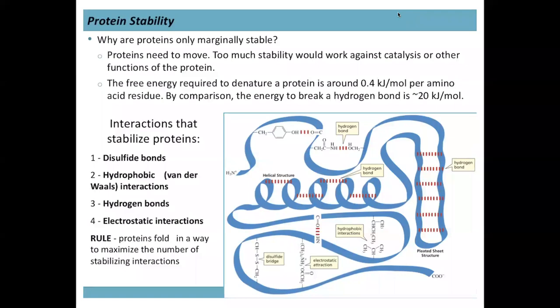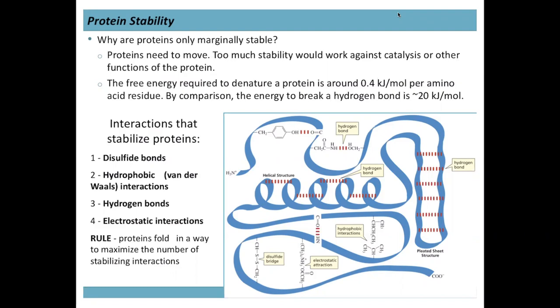So here's just a little diagram showing all the types of interactions that you can get. But we find out the proteins are only marginally more stable than their unfolded form. And the reason that they're marginally stable and not rock solid stable is the proteins still need to move. And so too much stability, meaning everyone locked in very fixed positions, would work against catalysis or other functions of the proteins. So the proteins need to be able to flex and move.